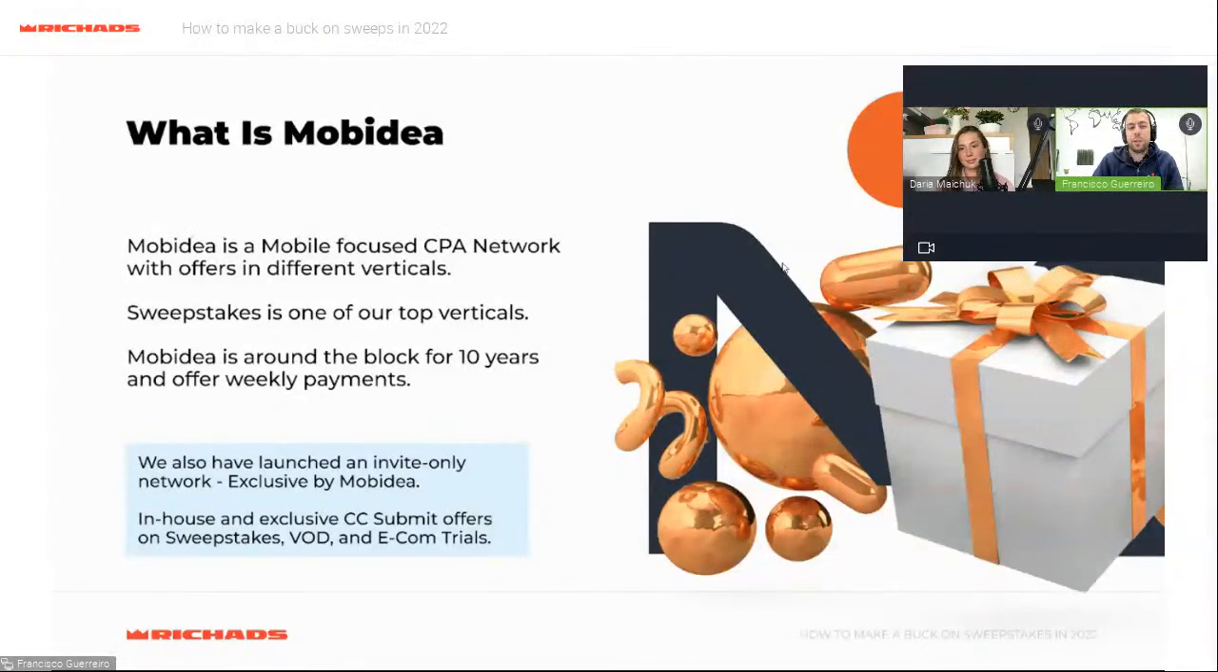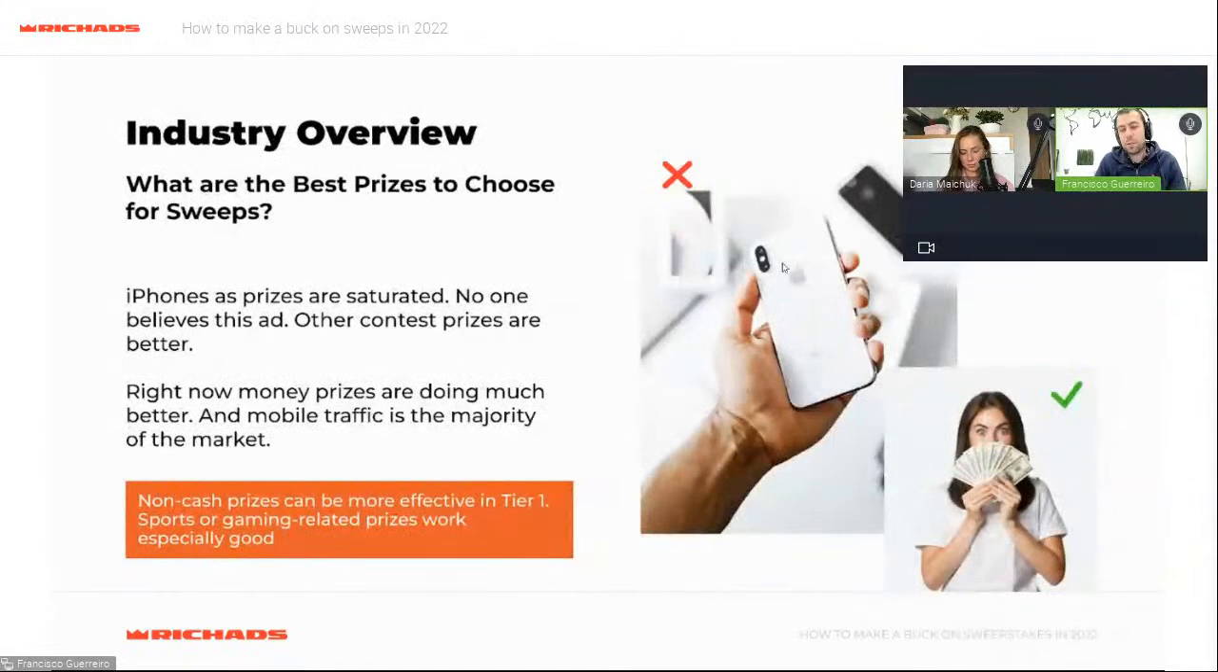Now let's go back to the topic of the presentation, and let's talk about how the industry looks in the sweepstakes vertical. The first thing I would say to you is that iPhones are very saturated. No one really believes this ad anymore because I'm sure that most of you have grown up since the beginning of the internet and you've seen those ads that say you've won an iPhone or you've won a phone or a smartphone. And those ads, because they have been so much repeated, have started losing flash against other types of prizes.